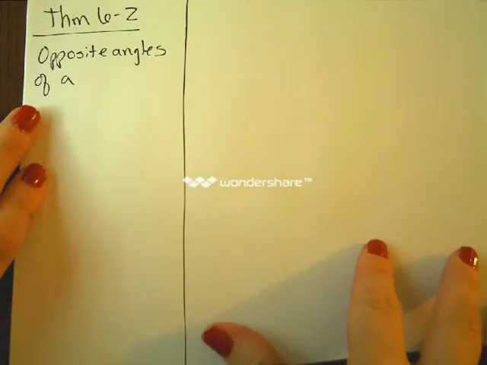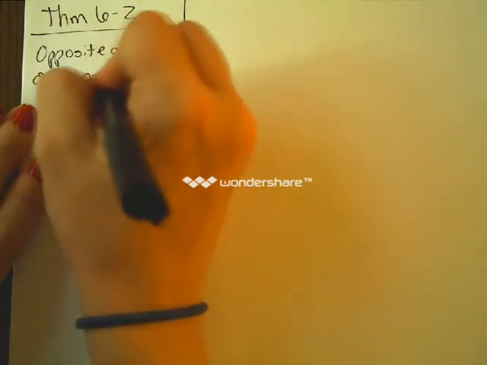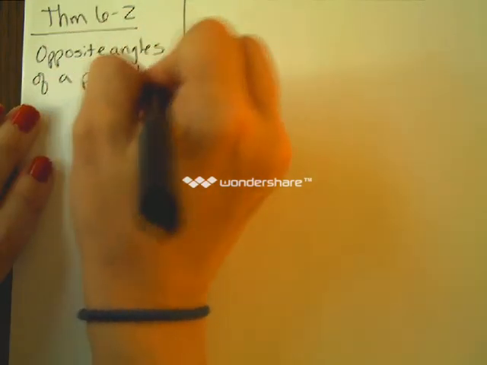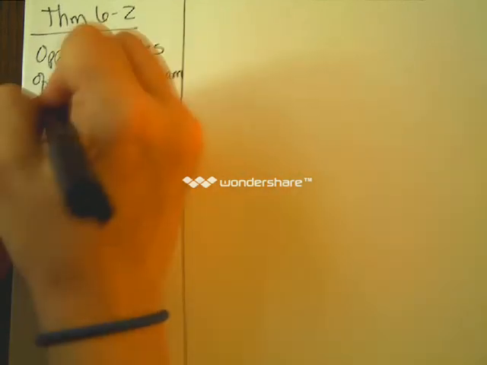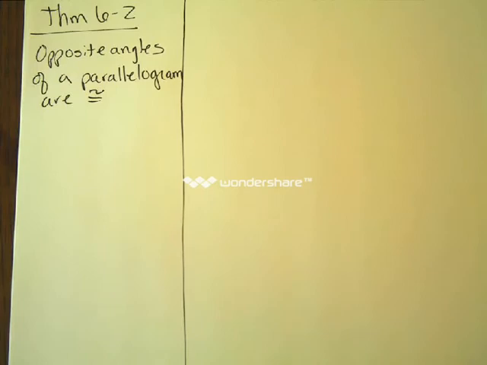Okay. Theorem 6-2. Opposite angles of a parallelogram are congruent. Again, I have a demonstration in class that I'll show you about why this is true, but for now, for the notes, I'm just going to show you some quick examples.